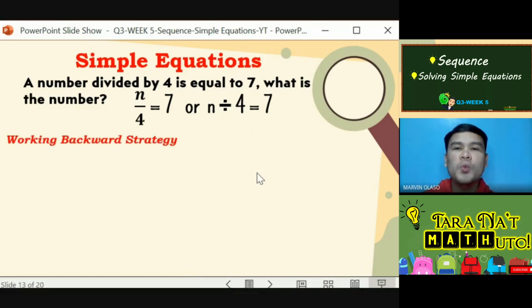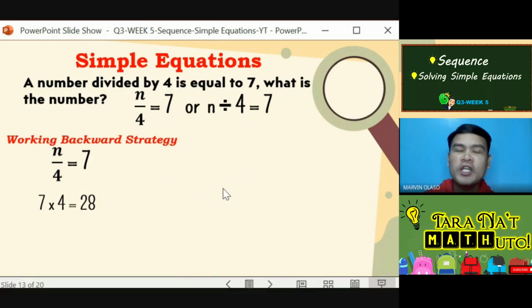So let's start the working backwards strategy. N divided by 4 equals 7. Starting from 7, divide, the opposite is multiply lang. So, nag-divide tayo, so nag-backward tayo, so naging multiplication. So 7 times 4 equals 28. Therefore, n equals 28. Yun ang sagot.